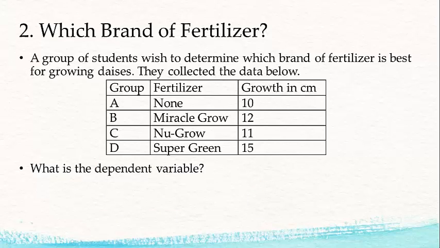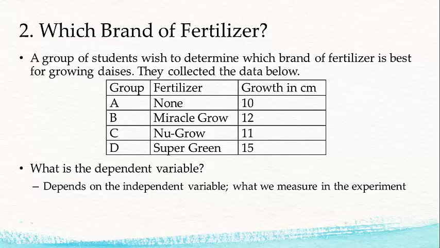Next question asks for the dependent variable. The dependent variable is what we are trying to measure in the experiment. It is the effect that we are trying to see, and it depends on the independent variable. So in this case, the growth in centimeters depends on the type of fertilizer that we use. Therefore, that is our dependent variable.